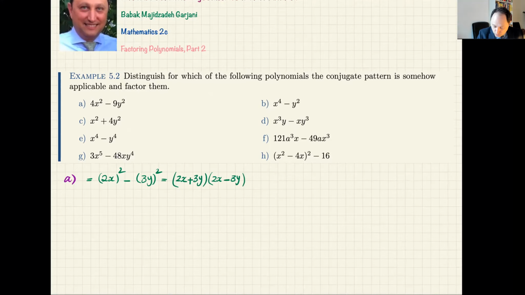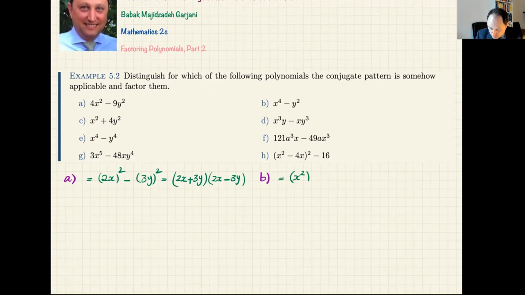Okay, so let us go to part B. Do you think that B is also a conjugate pattern? Yes. So what is the intermediate step? Instead of x^4, I can imagine it as (x^2)^2 minus y squared. And then I can immediately see that this is the difference of two complete squares. So I open two pairs of brackets. I put the square root of the first one here and there, the square root of the second one here and there, and then I choose one of them to be positive, the other one to be negative.